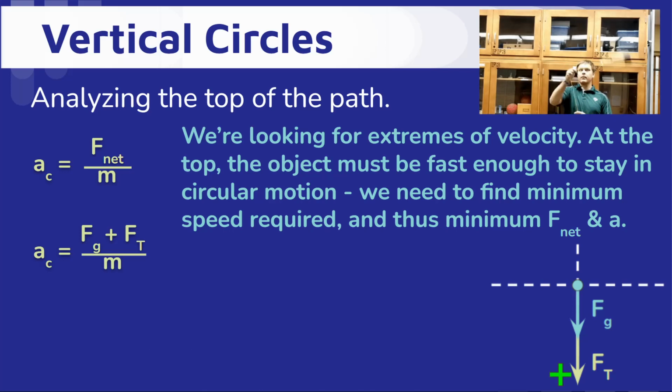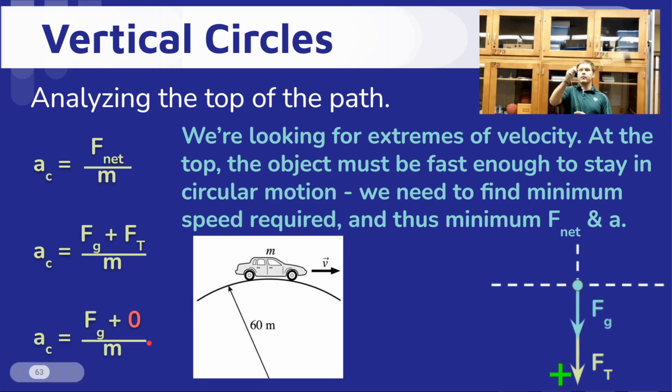So we're trying to figure out what our minimum net force and our minimum acceleration would be. And the minimum would be if there wasn't any tension at all, if the only reason it stayed in circular motion at that point was because of the gravity. Okay, so I'm going to put a 0 in here because I'm looking for the minimum.